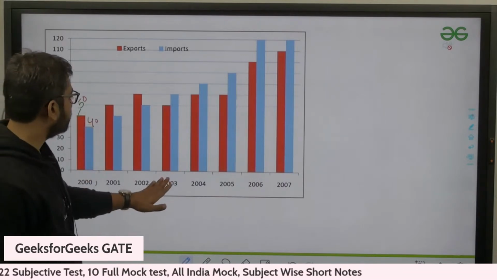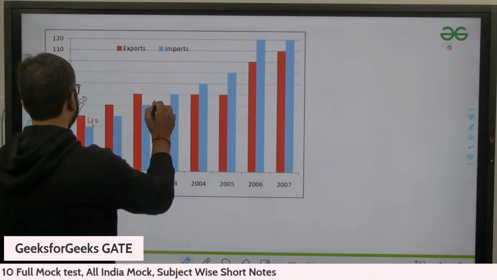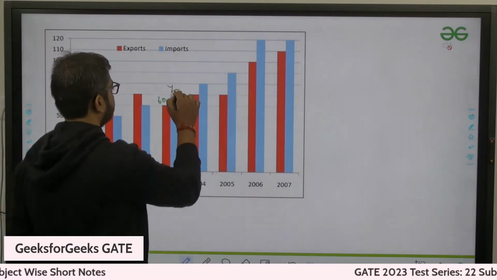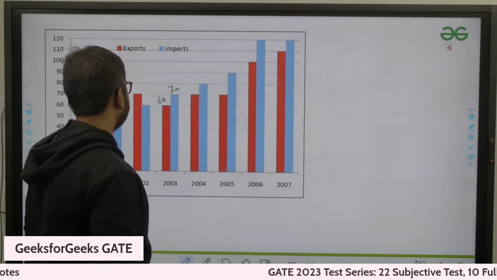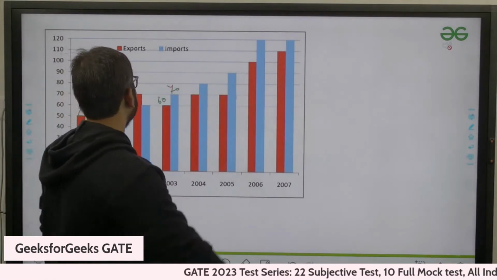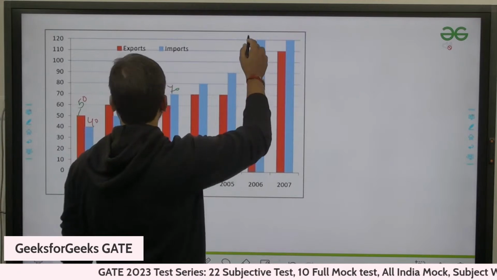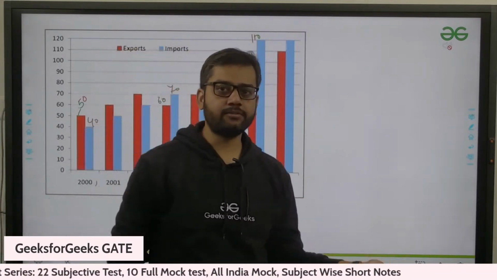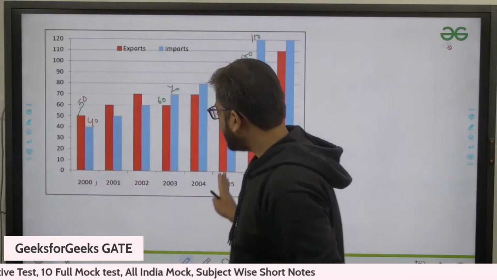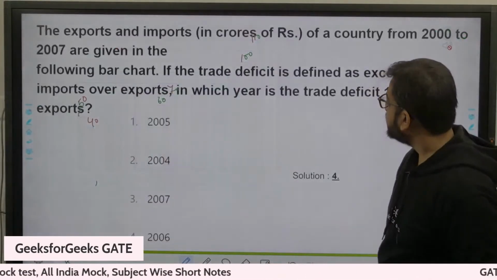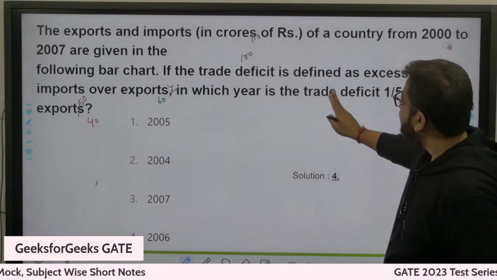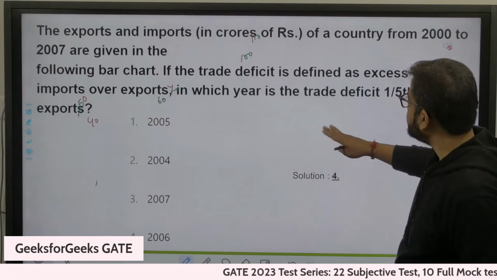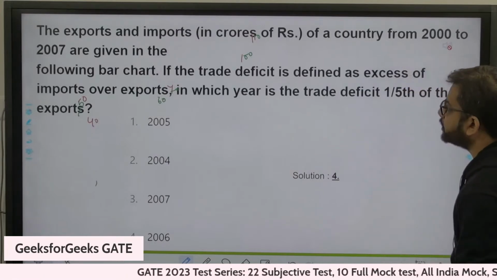If I'm talking about 2003, export is 60, import is 70. Now if I'm talking about 2006, export is 100 and import is 110, like this. So this data is quite useful. They are asking, over export and import, in which year the trade deficit is 1/5 of the export.